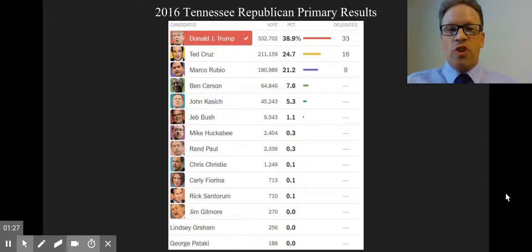Much of Europe doesn't actually use this type of system. Much of Europe has what's called a proportional system. So you would get representatives, say in Congress, if this was for Congress, based on the percent of the vote they got.